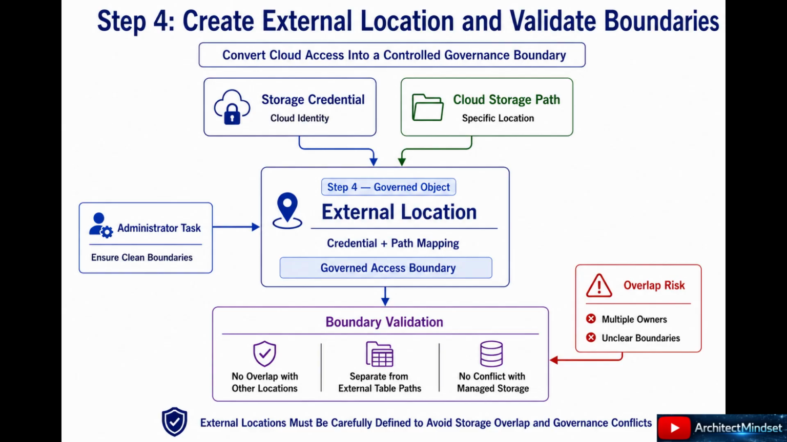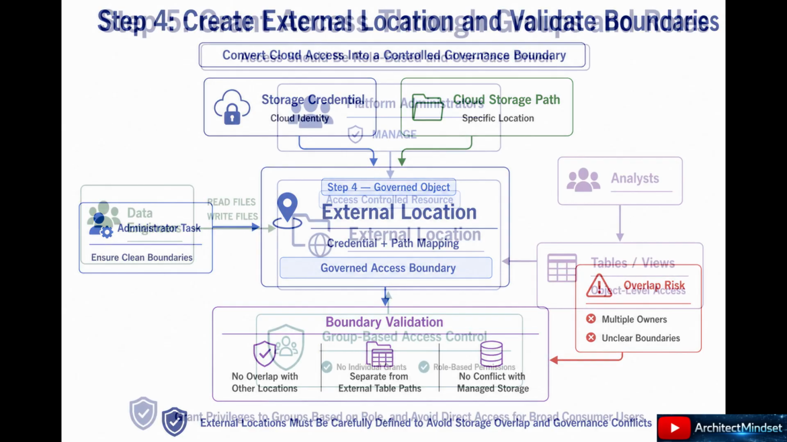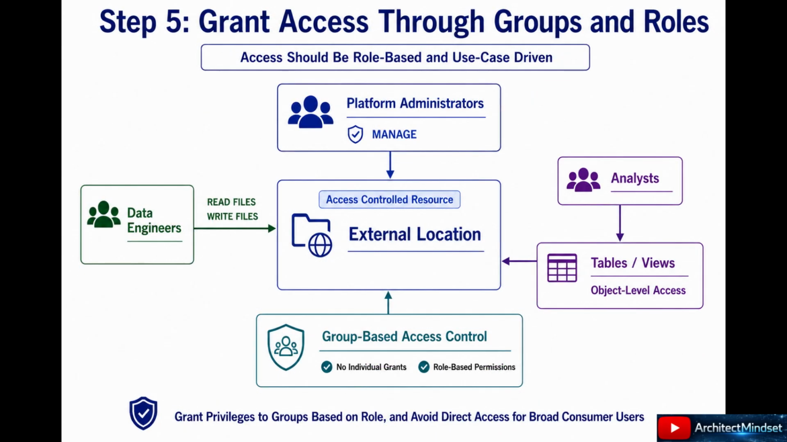This step converts cloud reach into a governed Unity Catalog boundary. Admins should verify that the external location does not overlap improperly with another external location, external table path, or managed storage location. Fifth, grant privileges to groups, not to individuals.